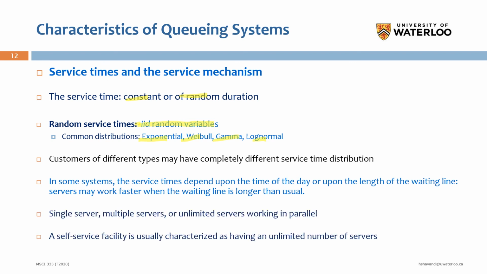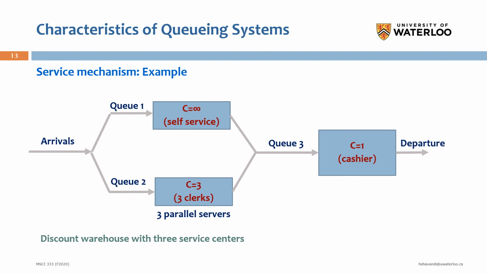Okay, and we may have a single server, multiple servers, or unlimited servers working in parallel. For example, a self-service facility is usually characterized in the queuing system as an unlimited service model. Here we have an example. Let's say we have the arrivals, and two queues, Q1 and Q2. Q1 goes to a self-service center, so we assume that we have unlimited servers. Q2 goes to a center with, let's say, three servers. Then at the end we have a third queue, which goes to a cashier with one server, and then after that customers depart the system.